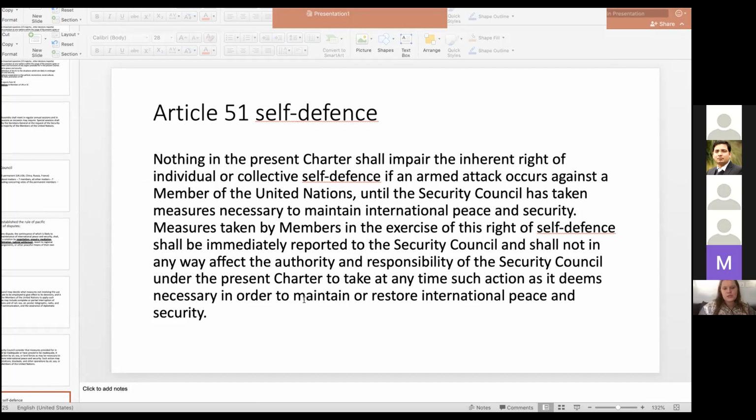So we have Chapter 8, which deals with regional arrangements. It basically allows the creation of different regional arrangements as long as they are consistent with the purposes and principles of the UN.